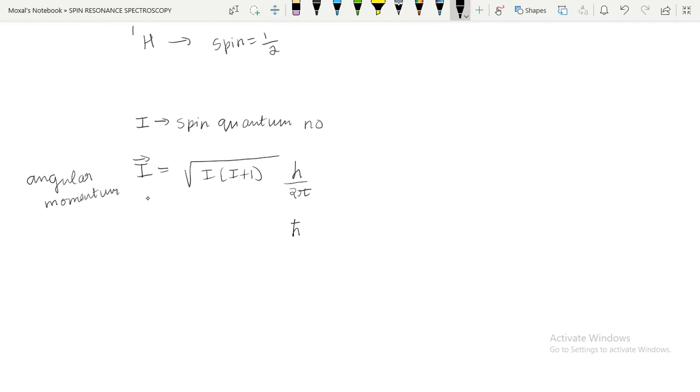And how do you get this derivation? You have to find the eigenvalue of the L square operator, right? L is angular momentum. If you find the eigenvalue equation of the L square operator, you will get L into L plus 1, right? So basically, this is from quantum mechanics. Here it is not I square, that's why you took the square root: square root of I into I plus 1.